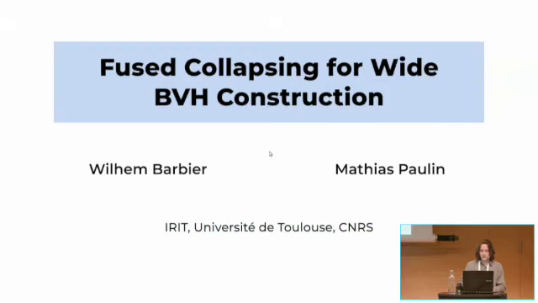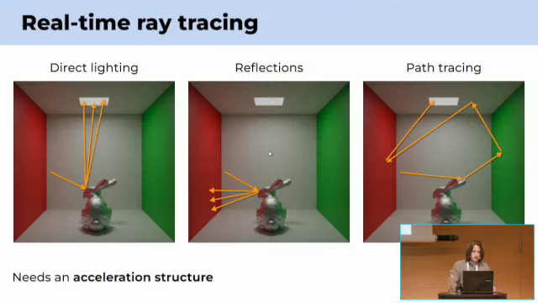So thank you for coming to my talk on fuse collapsing for wide BVH construction. Real-time ray tracing is currently a very active area of research in computer graphics, as it allows for elegant implementations of various lighting effects, such as direct lighting from area lights, reflections, or even solving the full rendering equation using path tracing. However, to be practical, these ray tracing queries need an acceleration structure.